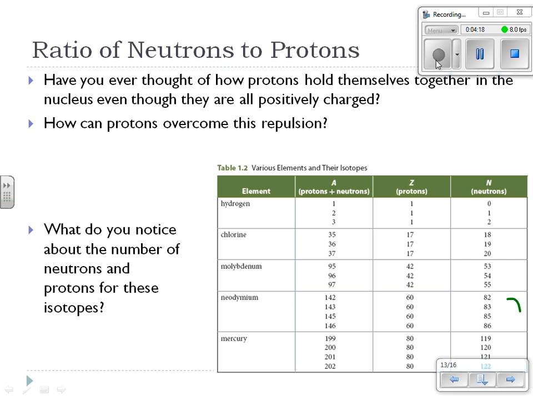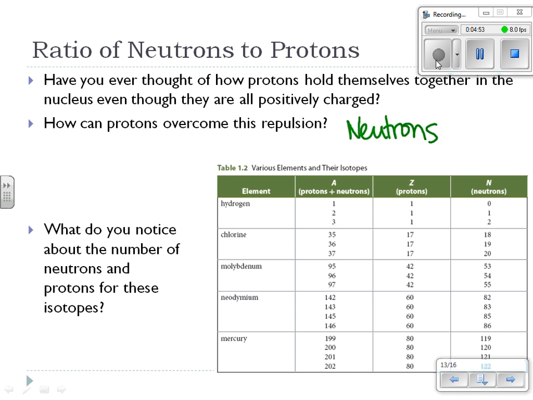One really cool thing that I wanted to show you was the ratio of protons to neutrons. Have you ever thought of how protons hold themselves together in the nucleus, even though they're all positively charged? Usually we've heard that if we have the same charge, they should actually repel and push off of each other. But this doesn't happen in the nucleus. In fact, the exact opposite happens. The nucleus is really, really hard to break apart. So how do protons overcome this positive repulsion? Well, basically, that's what neutrons do. Because positive charges can be attracted to those neutrons and still hold themselves together.